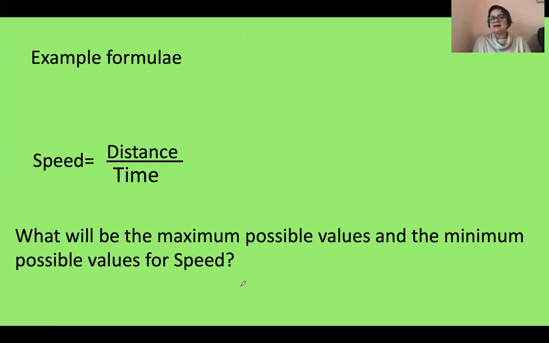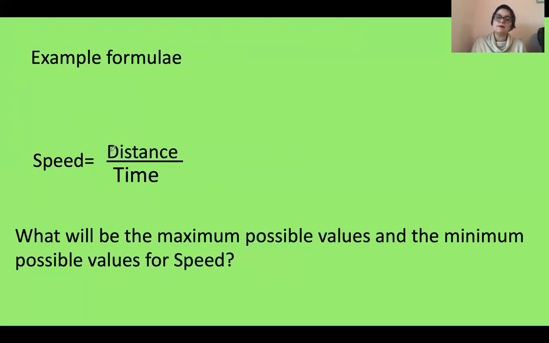Now let's have a look at another example formula. We have speed, which is equal to distance over time. Now be careful here because it is a fraction, and to get the highest value of the fraction, you need the highest value of the numerator, which in this case is the distance, and the lowest value of the denominator, which in this case is the time. So you need the upper bound for the distance and the lower bound for the time to get the maximum value of the speed, and to get the minimum value of the speed.